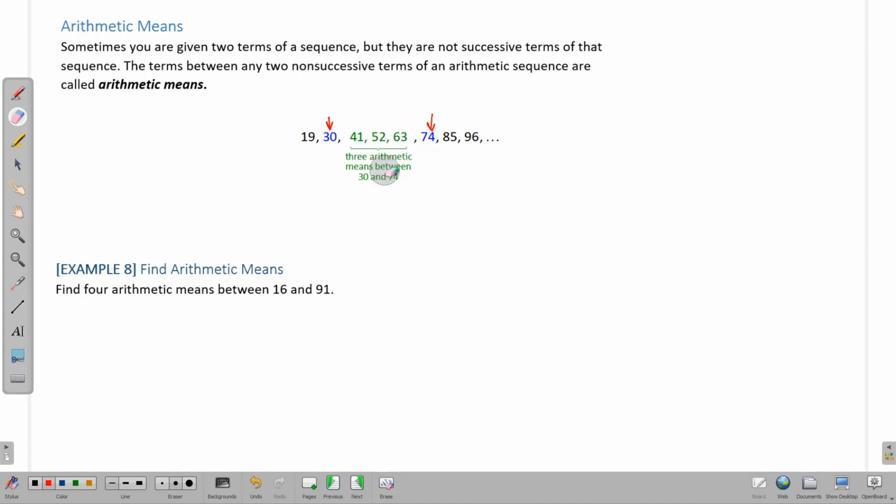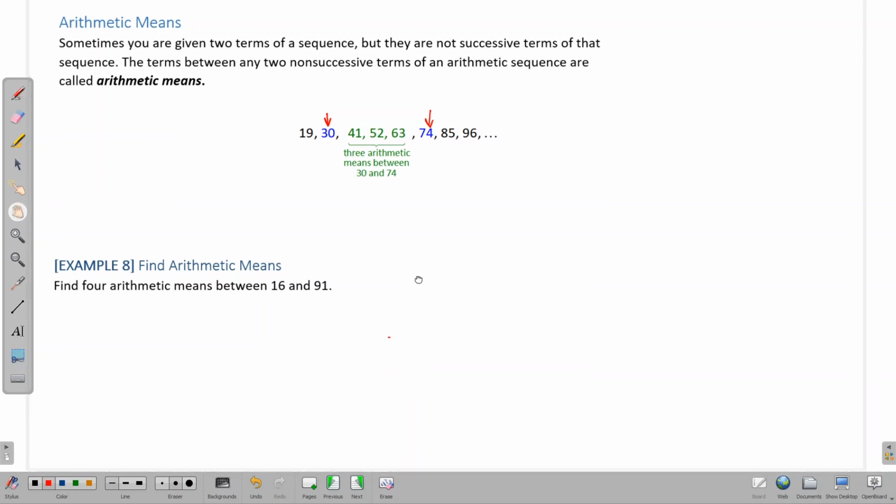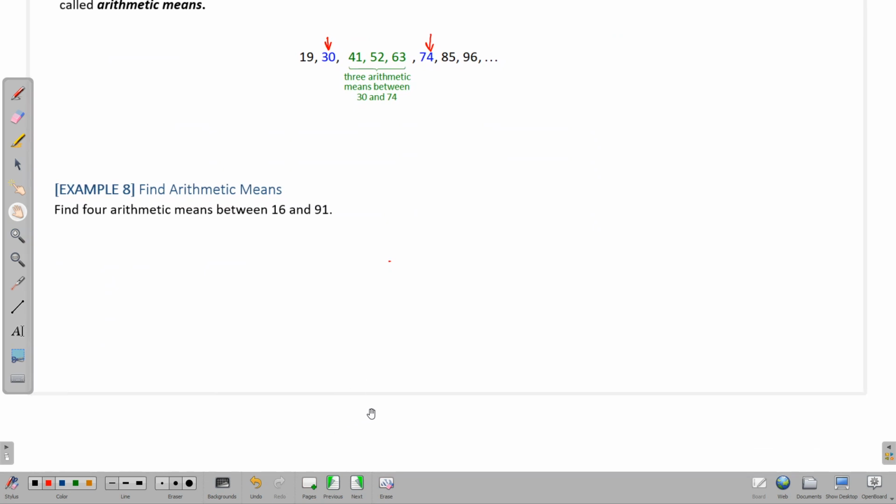That's what these 3 numbers are, the 3 arithmetic means of 30 and 74. Okay, so let's try to find some arithmetic means. Now, I'm going to show you 2 different ways to solve this. My hope is that you're going to prefer the second way, but the first way is going to use just the same concepts we've been using on the other problems. So I'm going to make a little visual thing here.